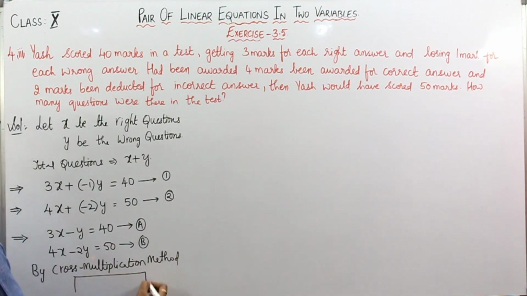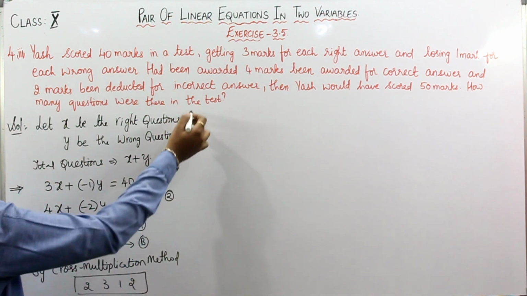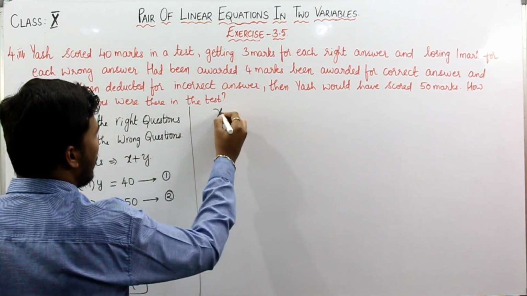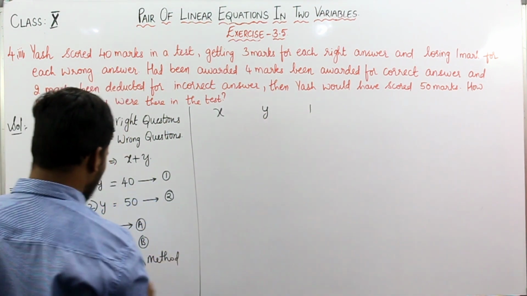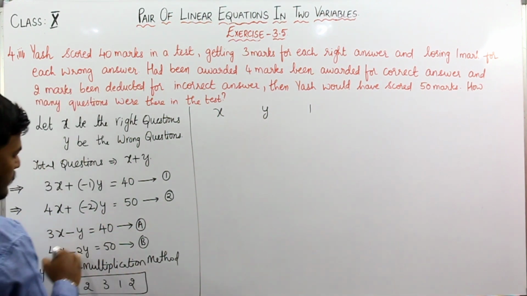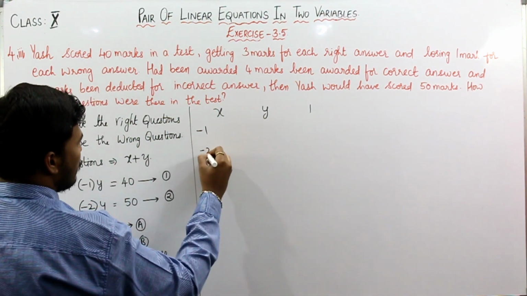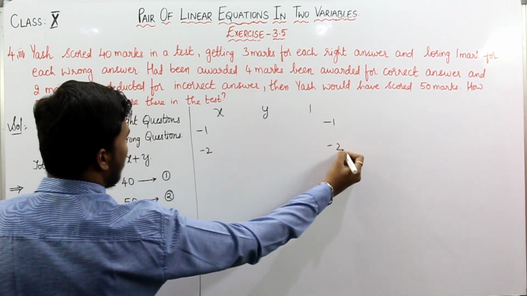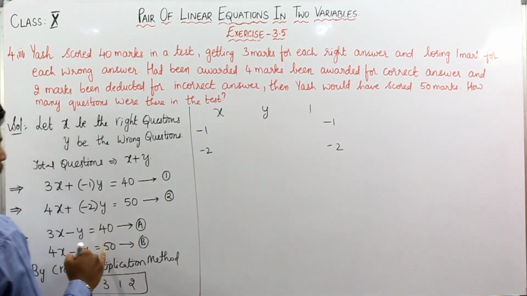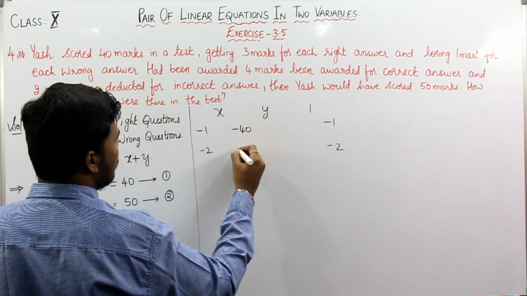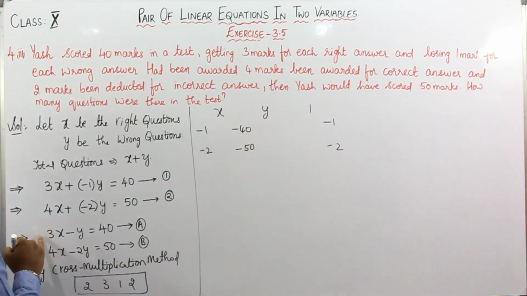What is the rule for solving by the cross multiplication method? 2, 3, 1, 2. Okay, so now x, y, 1. So 2 is nothing but minus 1 minus 2. At the end again we will get minus 1 minus 2. 3 is nothing but minus 40 minus 50. And 1 is nothing but 3, 4.